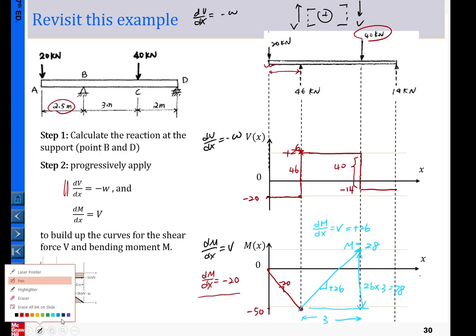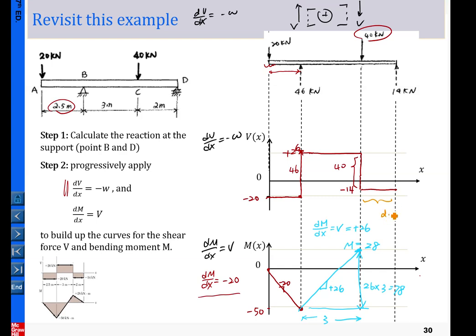For the last segment, let me use this color here. Again, right now I'm looking at this segment, and again in that segment, dM/dx equals v. In this segment, v equals the constant minus 14. Oh, super nice, another straight line. The straight line will have a negative slope, okay, with the minus 14.